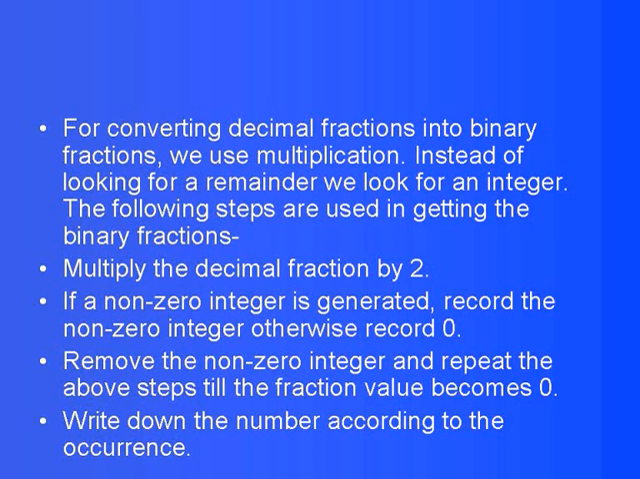Multiply the decimal fraction by 2. If a non-zero integer is generated, record the non-zero integer, otherwise record 0. Remove the non-zero integer and repeat the above steps till the fraction value becomes 0. Write down the numbers according to their occurrence.